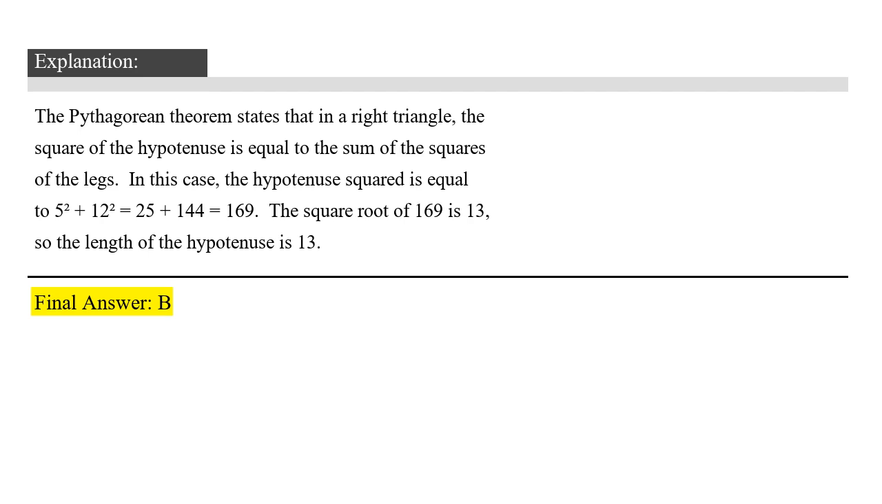The Pythagorean theorem states that in a right triangle, the square of the hypotenuse is equal to the sum of the squares of the legs. In this case, the hypotenuse squared is equal to 5^2 + 12^2 = 25 + 144 = 169. The square root of 169 is 13, so the length of the hypotenuse is 13.